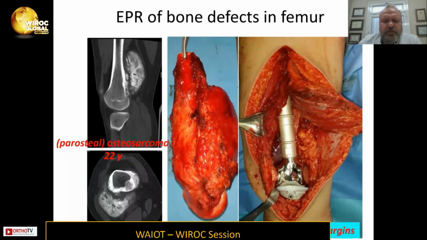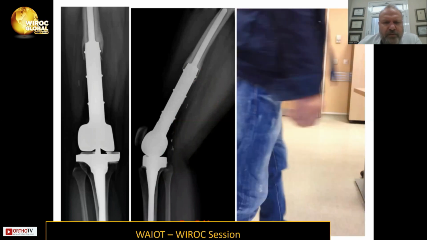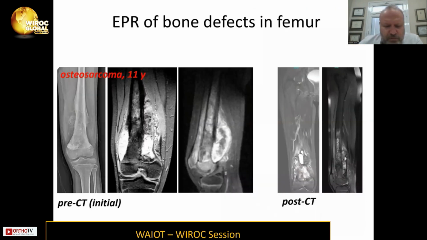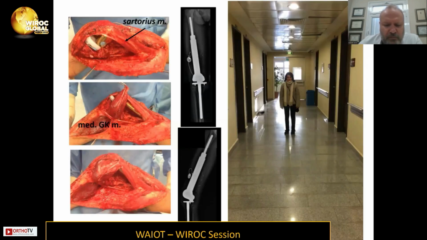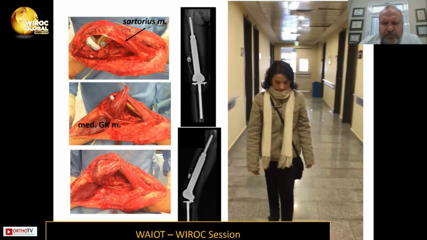A distal femoral parosteal osteosarcoma managed by resection and reconstruction with a modular prosthesis. And this is the 5-year clinical and radiological follow-up of the patient. Another distal femoral osteosarcoma, a common place for bone sarcomas, again reconstructed by a growing prosthesis and local muscle flaps. And this is the 8-year follow-up of the patient.